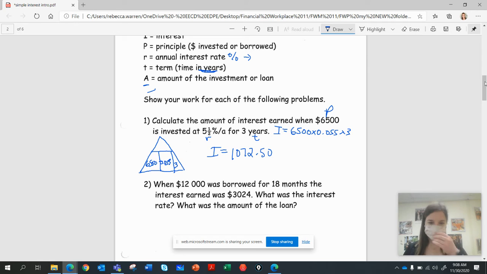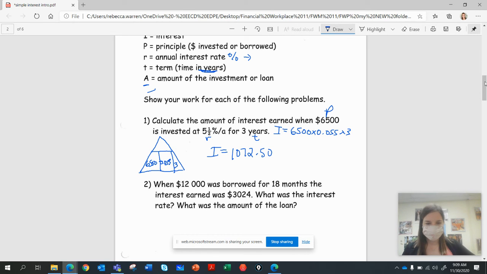Okay, so that's the amount of interest earned. If the question asks the total amount of the investment or loan, you would just take this 1,072.5 and add it with the 6,500. It doesn't ask for that, but just if it did, that's what you would do.